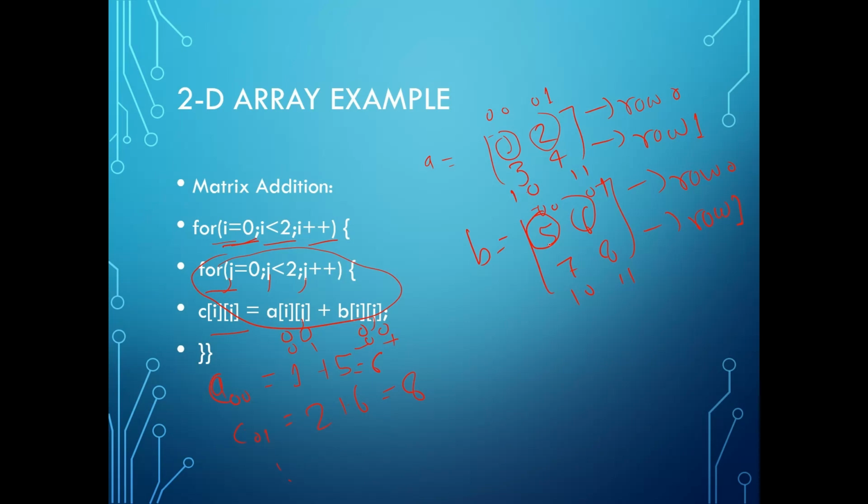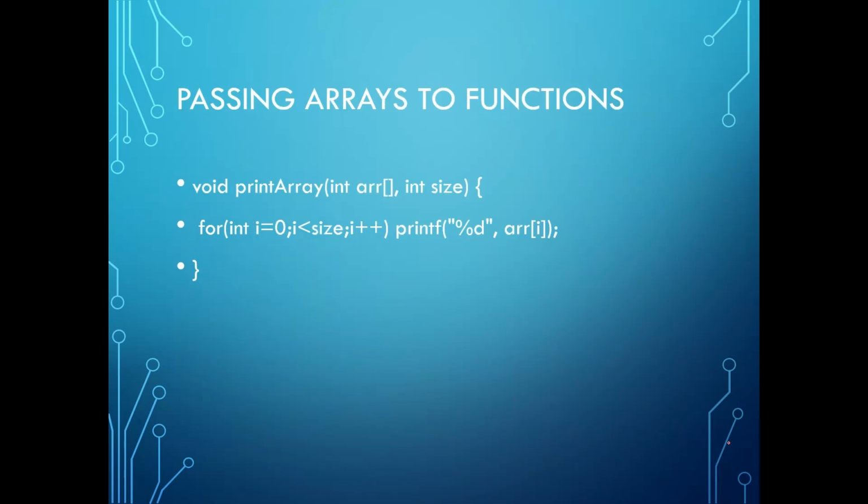So 1 plus 5 is 6, 2 plus 6 is 8, then 3 plus 7 is 10, then 4 plus 8 is 12. So this is what C would be. This is also a 2 into 2 matrix. I think you have got a clear picture of this.